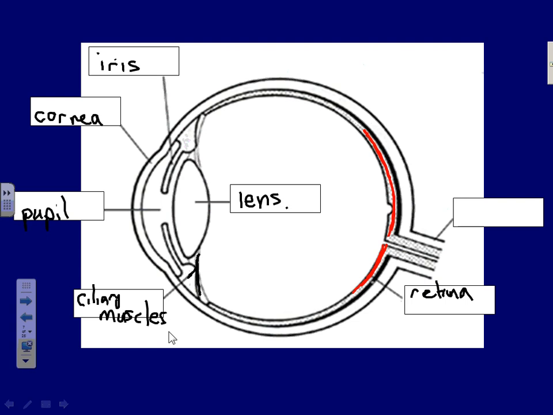All right, last part here that we're going to label is called the optic nerve. The optic nerve. And that's the wire. That's the wire that takes that image and takes that electrical signal. Our nerves run on electrical signals, and it takes that electrical signal and sends it to the brain, and then the brain does something with that.